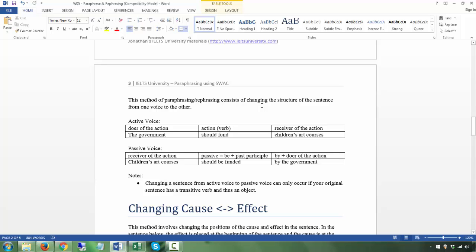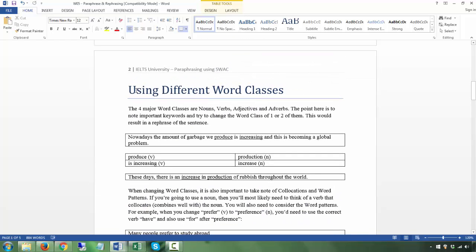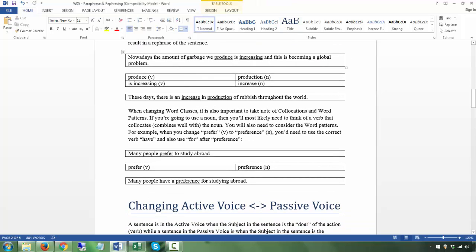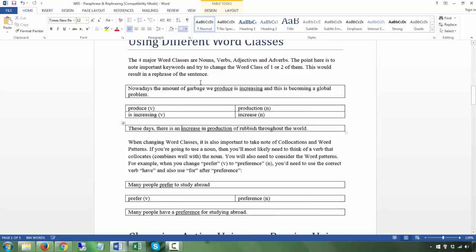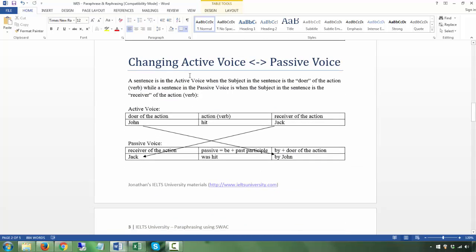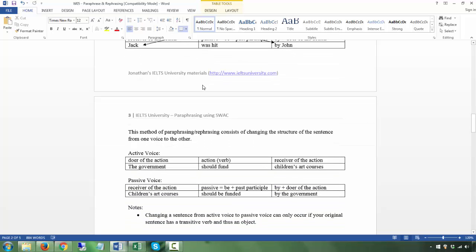So what this method involves is basically changing around active to passive or passive to active voice. And this is a method just like the one before. As I mentioned, one of the advantages of using this method is that the sentence structure actually changes a lot from this sentence to this sentence, whereas when you use synonyms, it doesn't really change a lot. So for this method, changing active voice to passive voice or vice versa, the structure of the sentence will definitely change a lot.